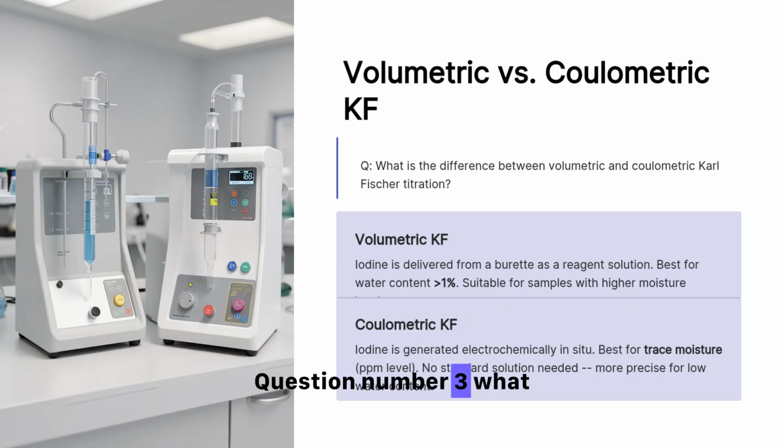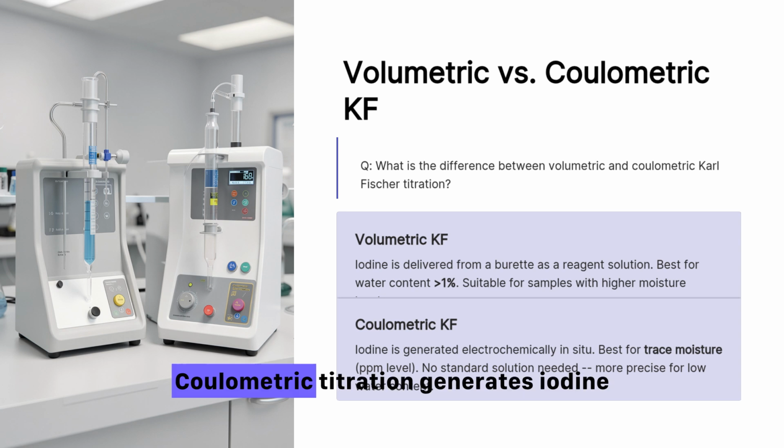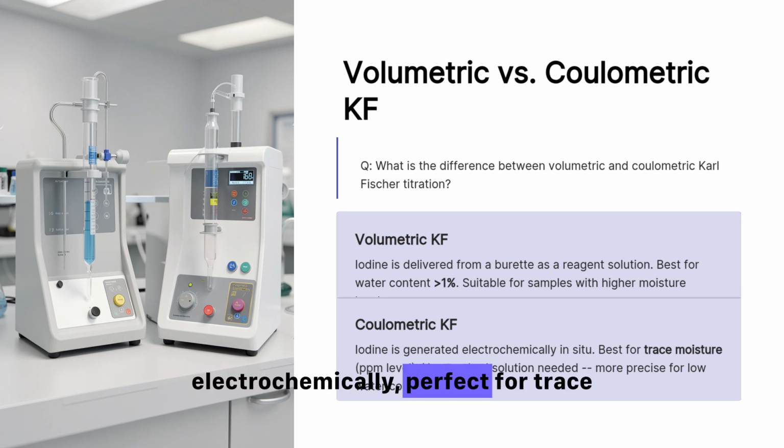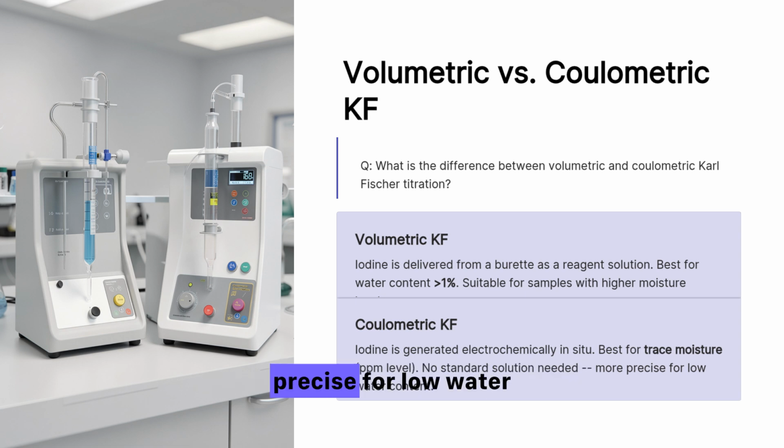Question number 3. What is the difference between volumetric and coulometric titration? Answer. Volumetric Karl Fischer titration uses iodine from a burette, ideal for water content above 1%. Coulometric titration generates iodine electrochemically, perfect for trace moisture levels. This method is more precise for low water content, eliminating the need for a standard solution.